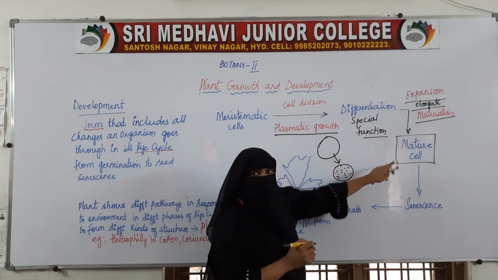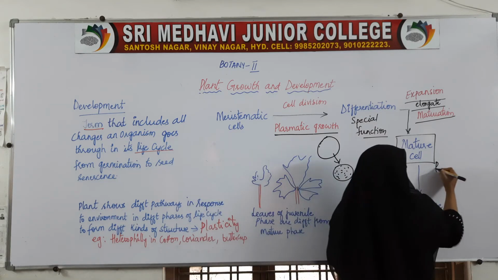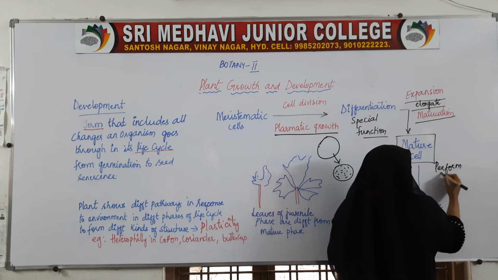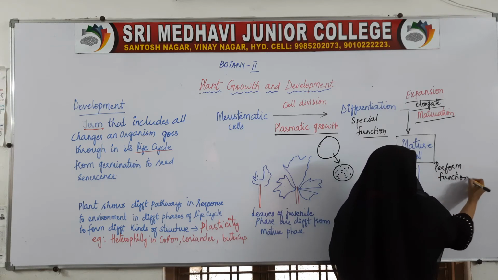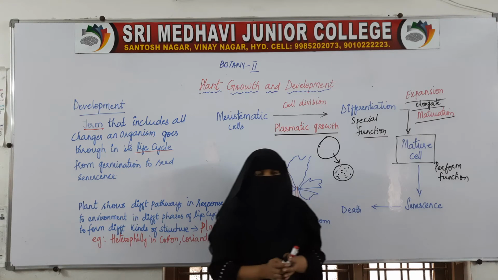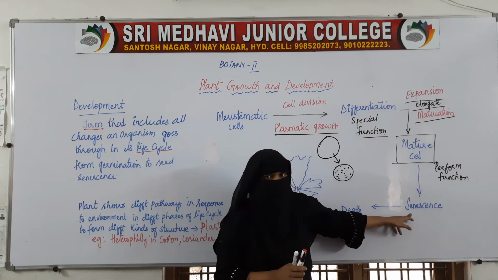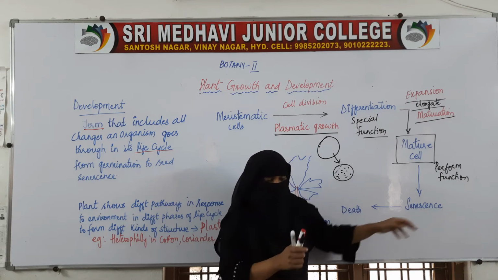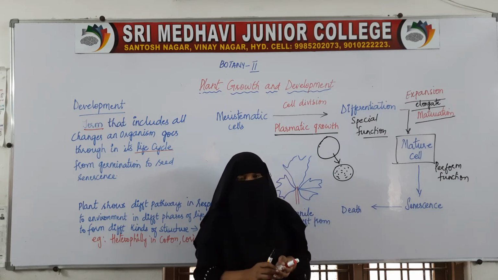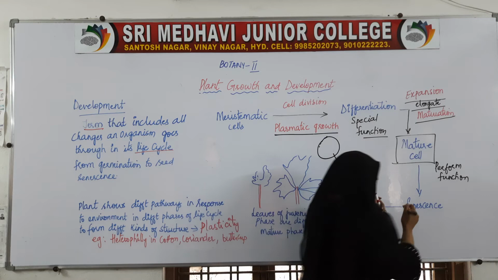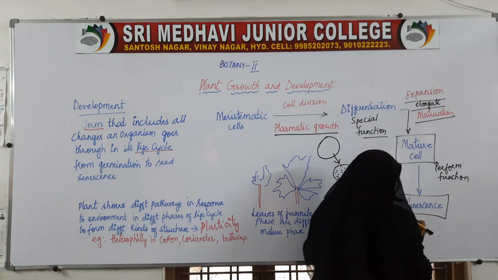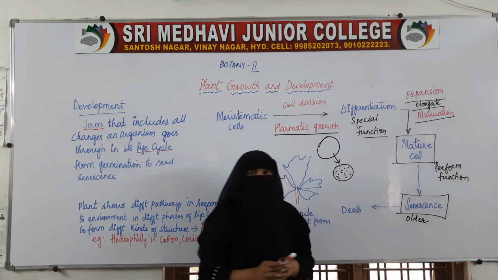Now this mature cell will perform the function. It will perform the function for a certain period of time, and after that the cell will enter into another stage, that is senescence. The plant will undergo another stage, that is senescence, that is becoming old, becoming older.